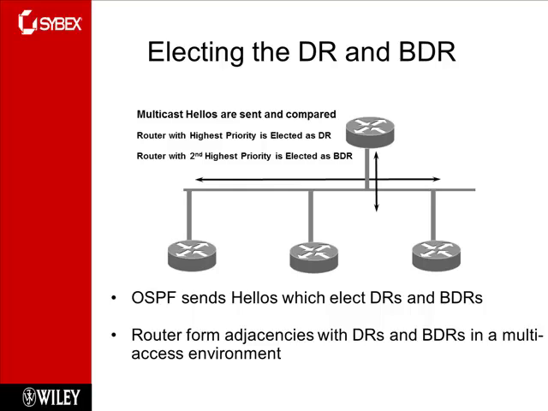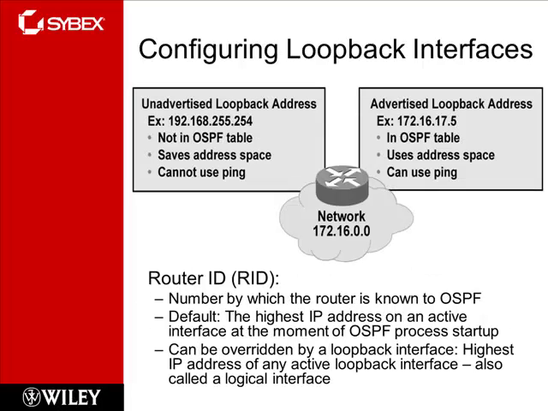OSPF sends hellos, which elect the DRs and the BDRs. The routers form adjacencies with DRs and BDRs in a multi-access environment. So after we have the election, they don't all talk to each other. They talk to the DR and the BDR. The designated router is the one that you would send your changes to. It then sends the changes to all the other routers.